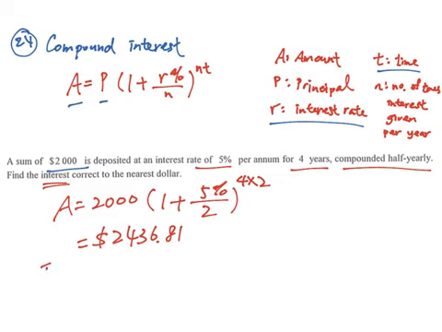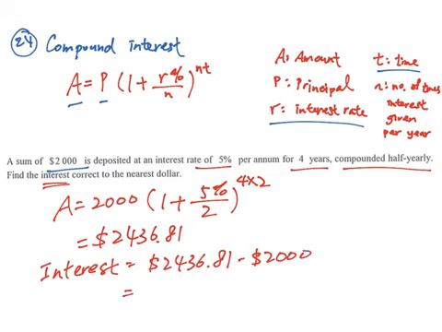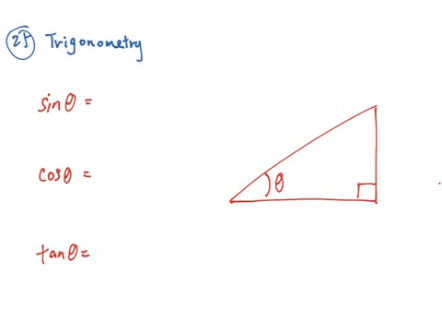Now we need to calculate the interest. So we need to use the amount minus the principal. So we can get the interest 436.81.